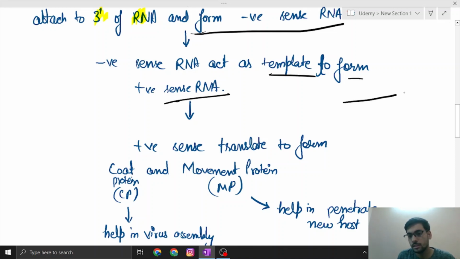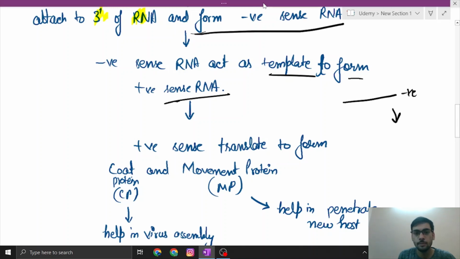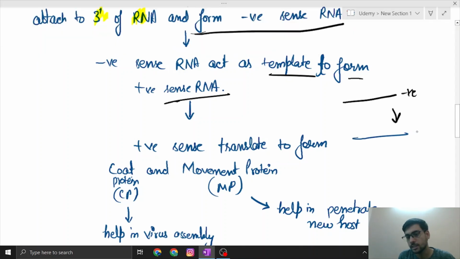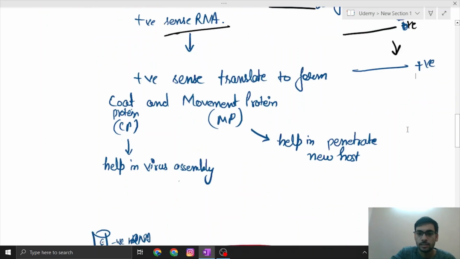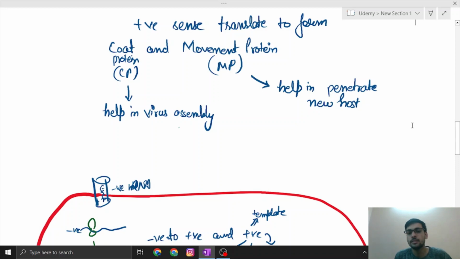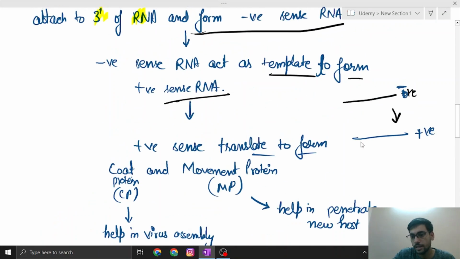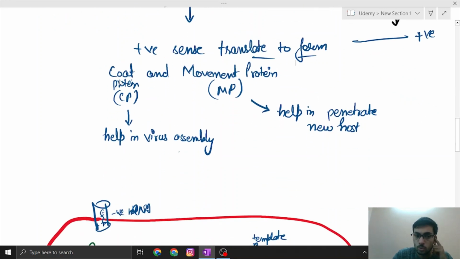This negative strand RNA acts as a template to form positive sense RNA. So here is my negative sense RNA. When it replicates, it first forms negative sense RNA, and from the negative it will form positive sense, which can act as nucleic acid also. This replicase can also help in formation of the coat. This positive sense RNA can translate again to form two kinds of protein. The first is coat protein and the second is movement protein.